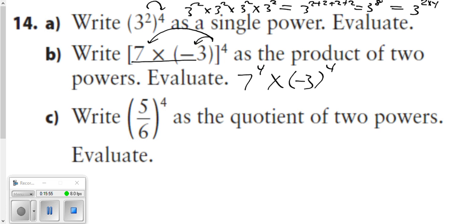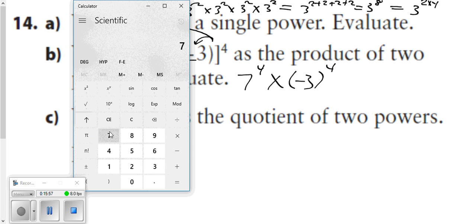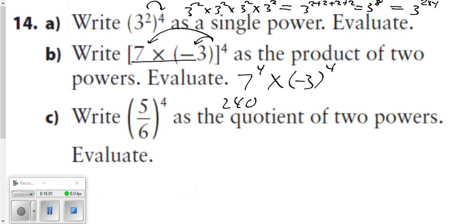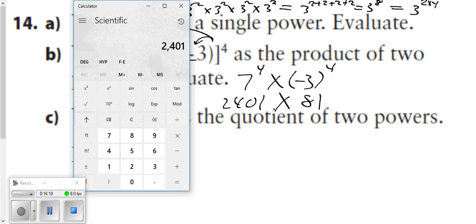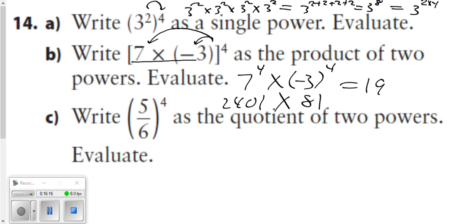7 to the power of 4 is a reasonably big number. 7 to the power of 1. Multiplied by, I know the negative 3 is multiplied by the power of 4. It's actually 81. Then take that number and multiply it by 81.